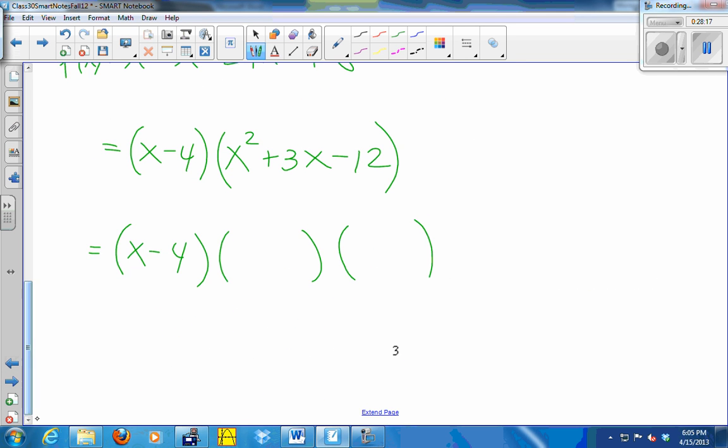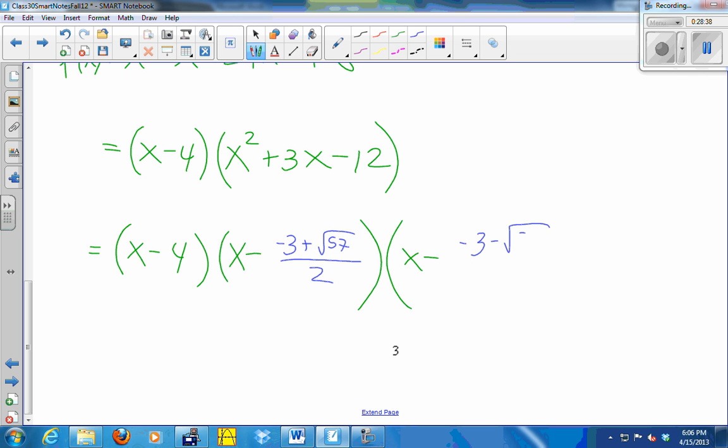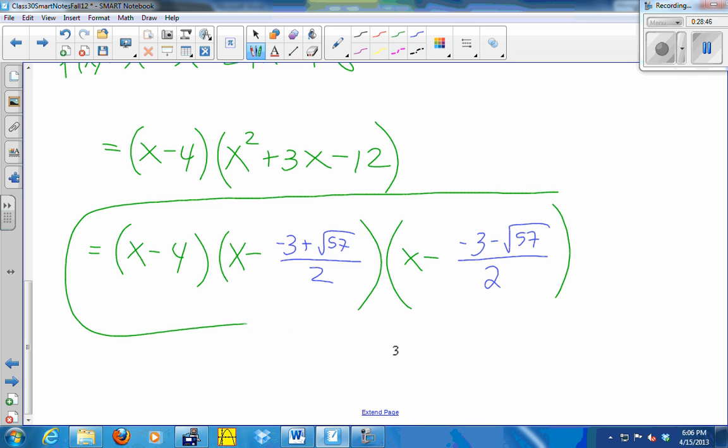So I'm going to have x minus negative 3 plus radical 57 over 2. And x minus my other zero, negative 3 minus radical 57 over 2. So now I've got my cubic written in completely factored form. 3 zeros and 3 factors.